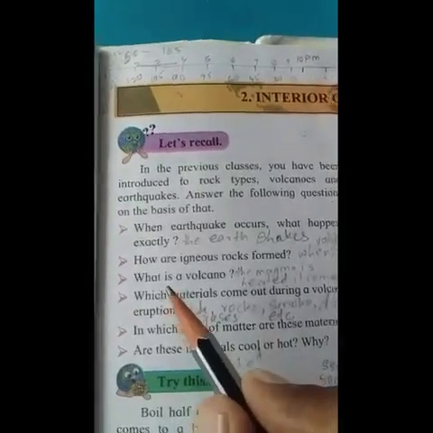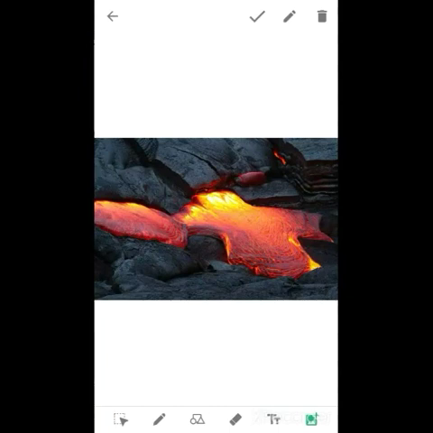Next question. What is a volcano? The interior of the Earth has very high temperature. As a result, the material in this part is in the molten state. Sometimes this material gets released through the fissures in the crust. This is called a volcano. Hot materials in liquid, solid and gaseous form are ejected on the Earth's surface from the mantle of the Earth. This process is called a volcanic eruption.